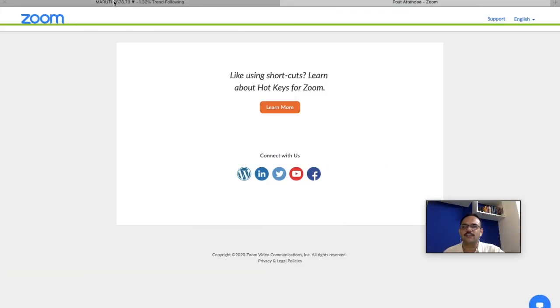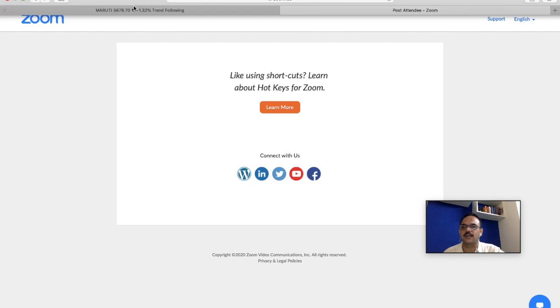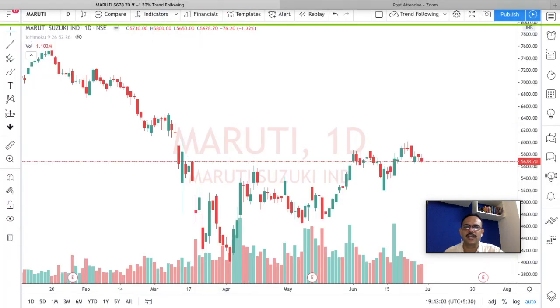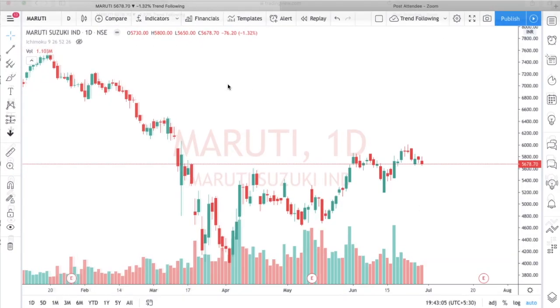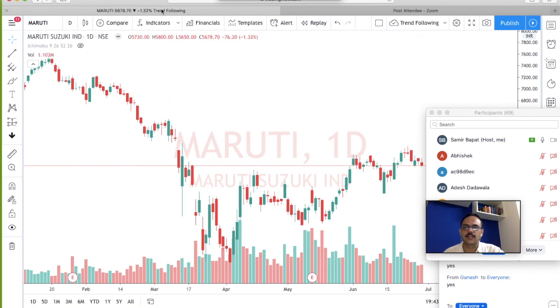I was just taking through the. Can everyone see this Maruti chart? Is it visible or no? Is this Maruti chart now? It is visible. Okay, great, fantastic.